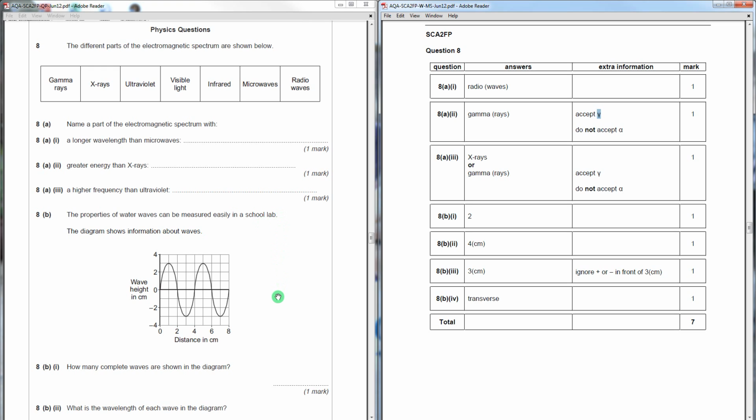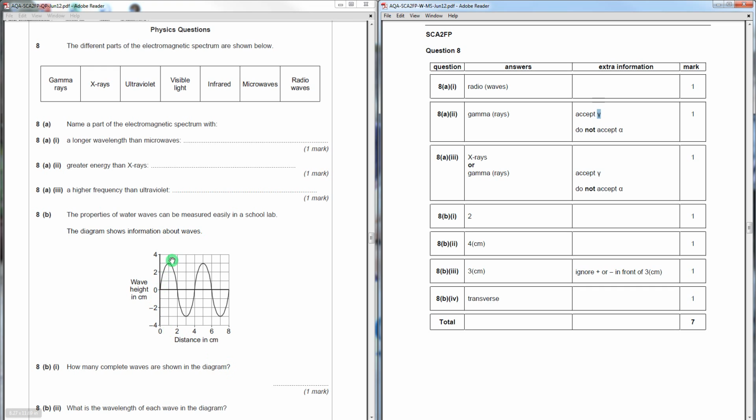Okay, so then we move on to the properties of the waves that we can measure. So 8b, the properties of water waves can be measured easily in a school lab. The diagram shows information about the waves. So whenever you've got a diagram like this, the very first thing you look at is what's on the axes. And we've got wave height in centimetres and the distance away from the source of the waves, also in centimetres, on the x-axis. So how many complete waves are shown in the diagram?